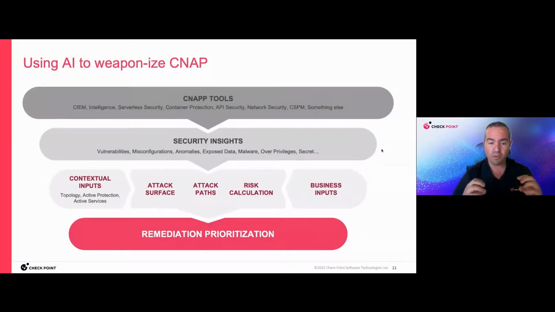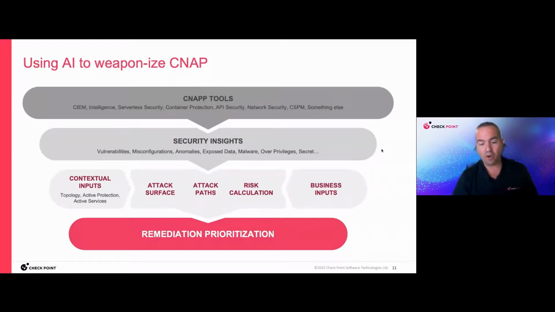And what we believe we must do from an AI perspective is, on one hand, take all those contextual inputs, look at what cogwheels, what workload pieces do I have, but look at this from a topology perspective. Does it have active protection or not? Does it have active services or not? Does it face the internet, or is it in a lab or staging environment?